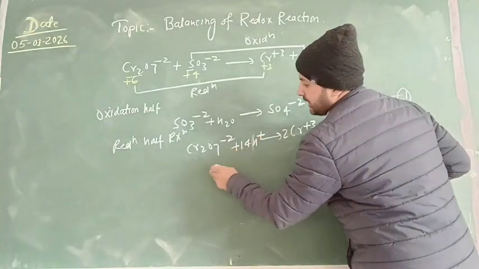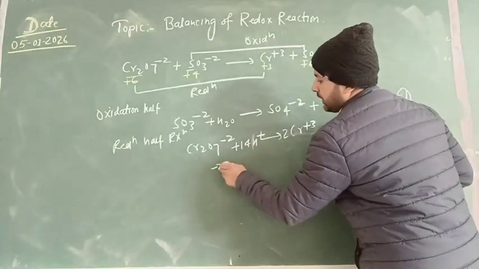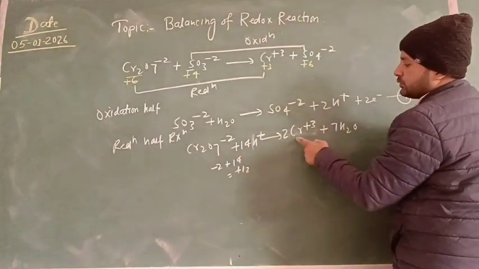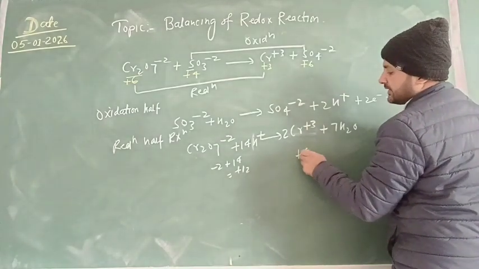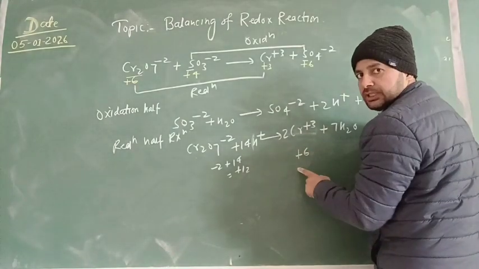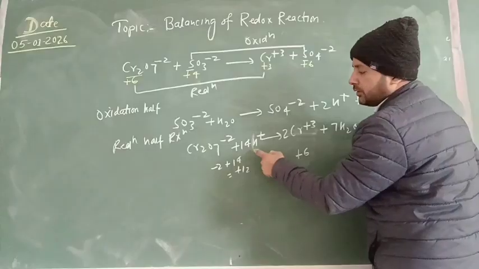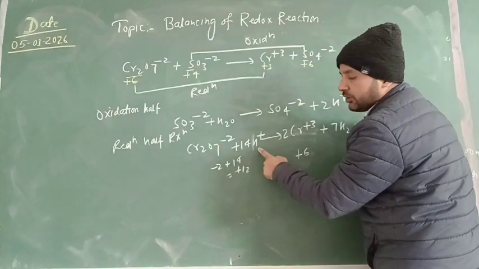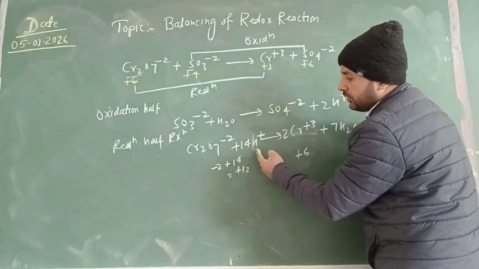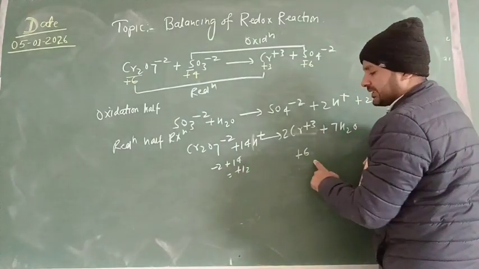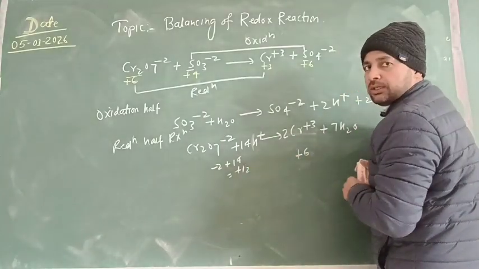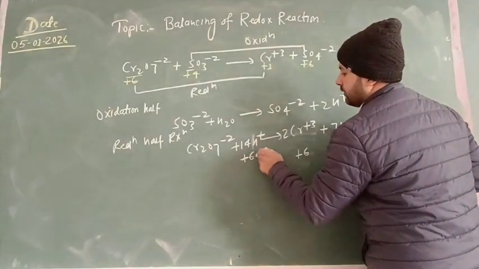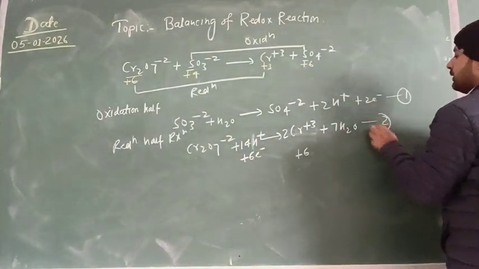Here charge is minus 2. Here charge is plus 14. So total charge is plus 12. Here charge is 2 threes are 6. Total charge is plus 6. Since charge is not equal, we have to add electrons on this side. We will add 6 electrons because 6 electrons will neutralize 6 positive charges. So here plus 6 and plus 6, so charge will be equal on both sides. Okay. So after adding 6 electrons, this is equation 2.